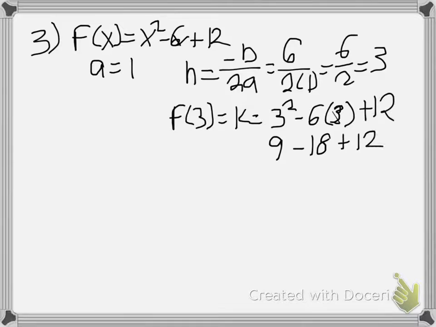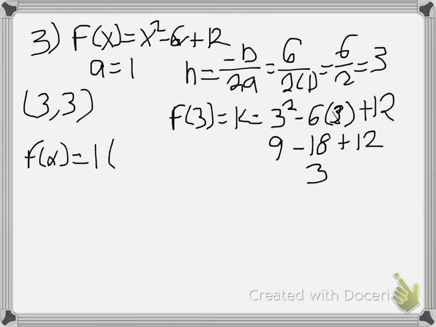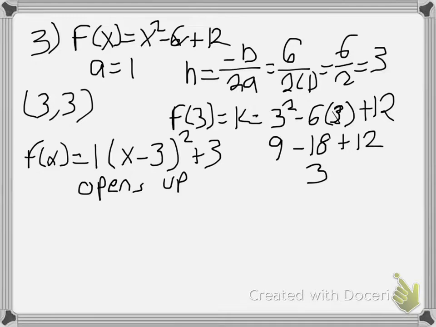Plus 12. So 9 minus 18 is negative 9. Negative 9 plus 12 is 3. So my vertex is going to be the point (3, 3). So how do I put this into standard form? Well, f of x equals a times (x minus h) squared plus k. And we know it opens up because a is positive. Okay?